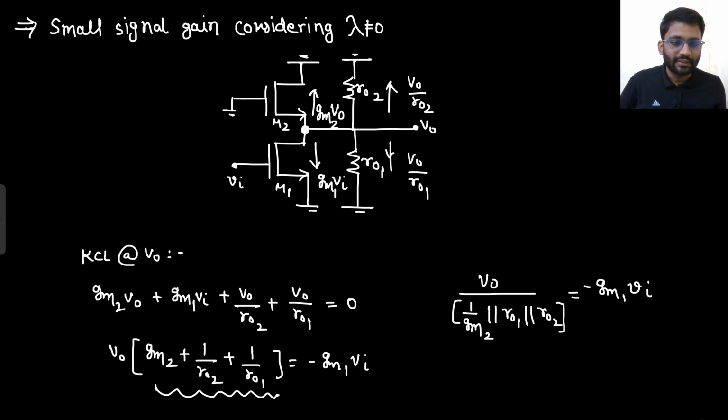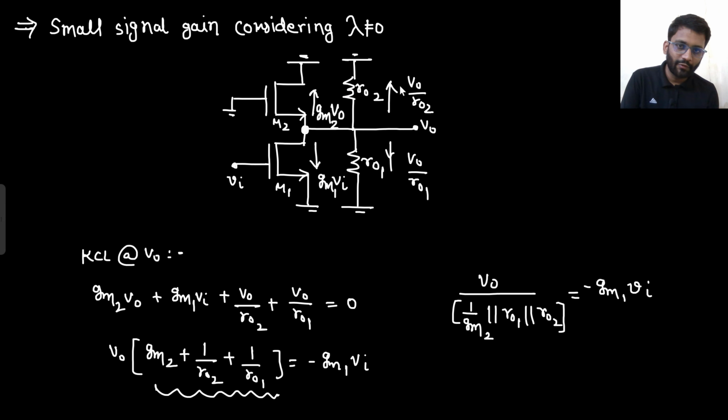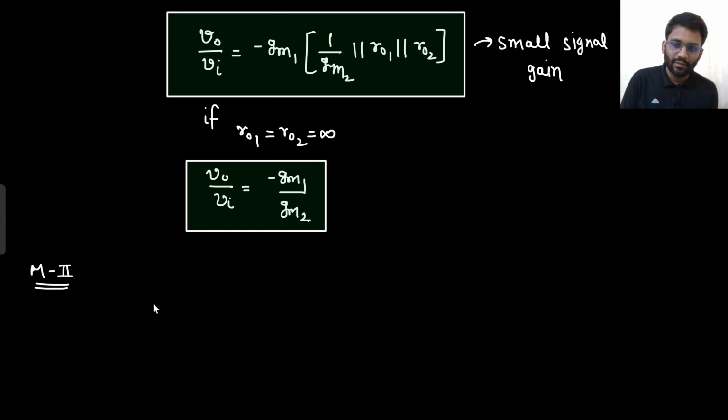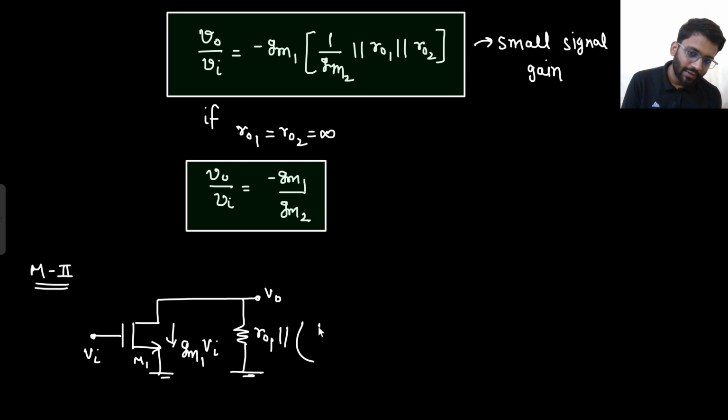Right? So let's see the method 2. This is your V0. From V0 to ground, you see this much of resistance. Now, this transistor is having Vin, so that is driving GM1 Vin current. Here GM1 Vin current is flowing through R01 parallel with R02 parallel with 1 by GM2. This was your transistor M1, having Vin voltage, so the current flowing was GM1 Vin. And this was your output. From V0 to ground, you see a resistance which was R01 in parallel to 1 by GM2 parallel with R02. Say yes or no.